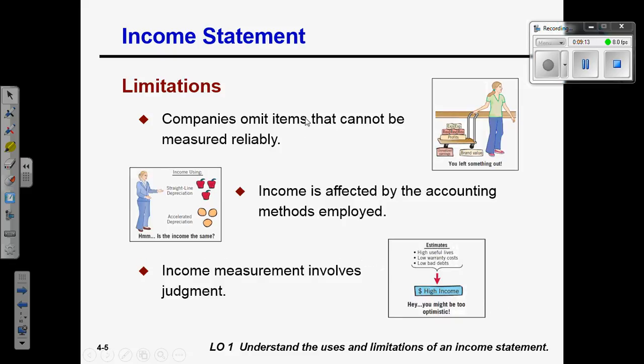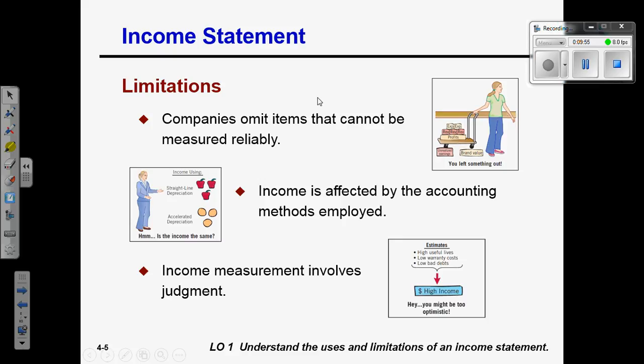Okay, fine. Limitations: we don't put everything in. Things we can't reliably measure, we usually leave out, okay? Income is affected by accounting methods used. If you're using straight line or accelerated depreciation, maybe LIFO or FIFO inventory, right? So the method you use, and then it involves judgment, okay? You might be overly optimistic. And might people manipulate those statements on purpose? Yeah, or even just have a bias because they're not independent, right? They're not objective.